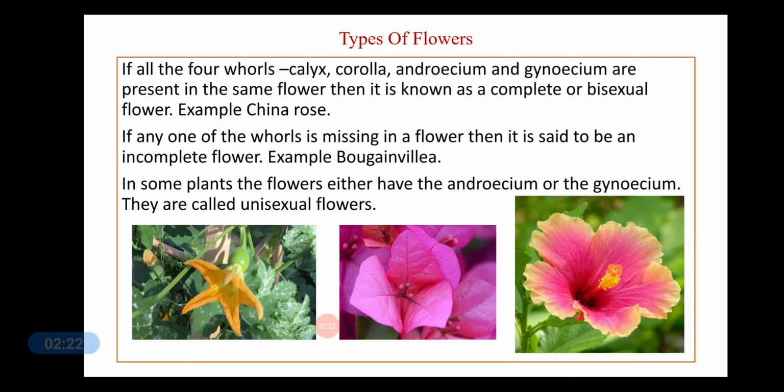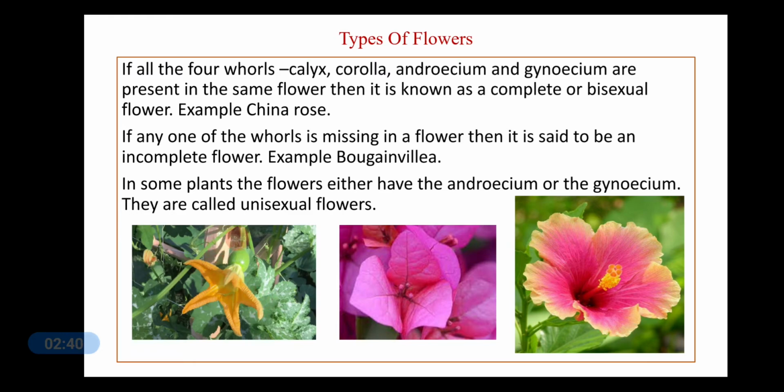In some plants, the flowers have either the androecium or the gynoecium. These types of flowers are called unisexual flowers. See the example over here. This is a pumpkin flower that you see. Now this pumpkin flower you will find in two variants.